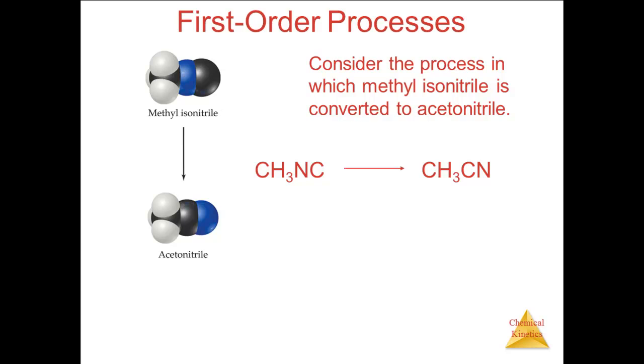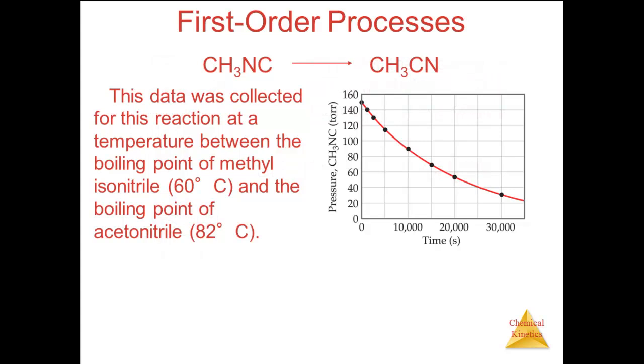Let's consider the reaction for the conversion of methyl isonitrile into acetonitrile. CH3NC goes to CH3CN. We conduct this reaction in a closed, sealed container at a constant temperature. Here is a graph of the partial pressure of methyl isonitrile in the container as a function of time. This data was collected for this reaction at a temperature between the boiling point of methyl isonitrile, 60 degrees Celsius, and the boiling point of acetonitrile, 82 degrees Celsius.